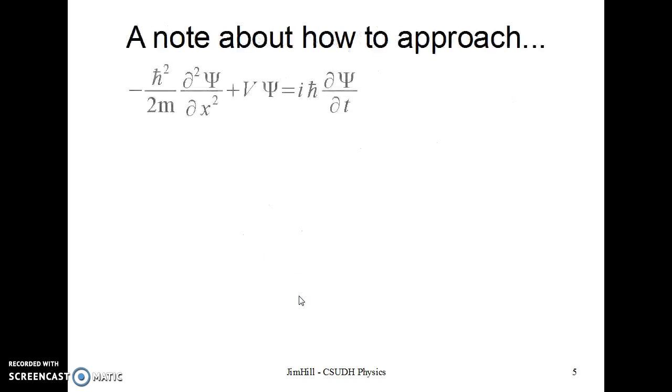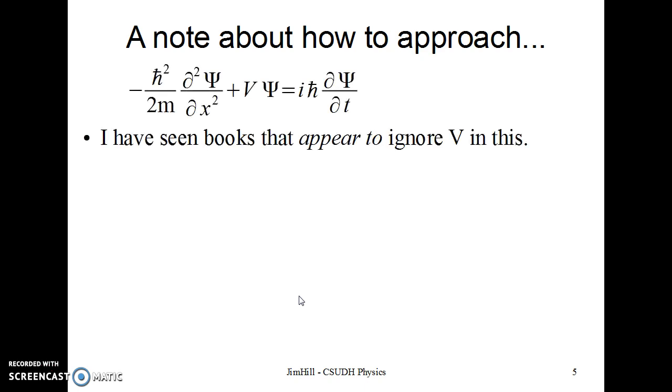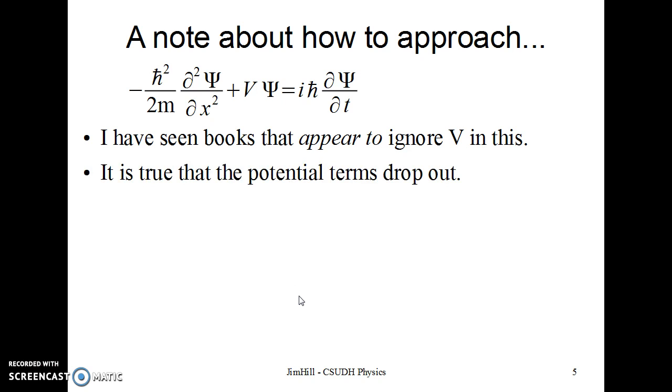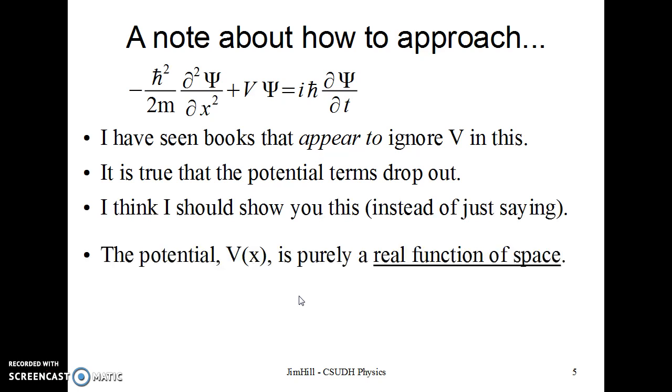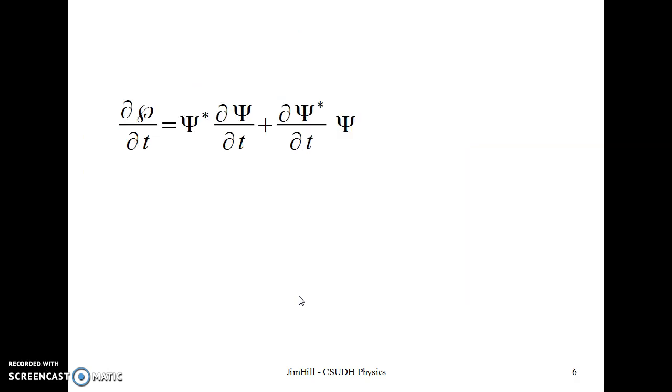It has to be. When I do this, I would note that I've seen some books that do this and they don't explain. They look like they're ignoring the potential in the Schroedinger equation. They're not. They know what they're doing. I know what they're doing. But if it's the first time you see it and they appear to ignore it, they should explain why. They're right. The potential term drops out, but I want to show you instead of just saying that. Remember that it's a real function of space. That is, it's not complex. The potential is a thing that cannot be a complex function for anything you do at this level.